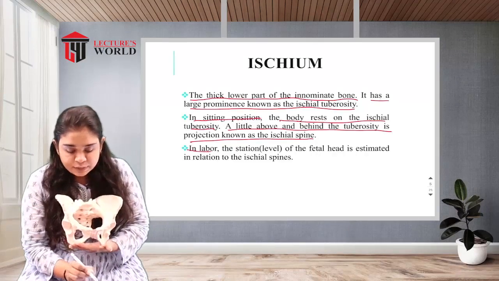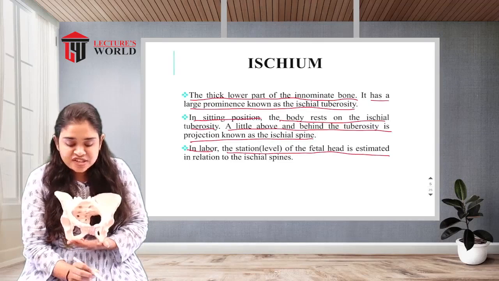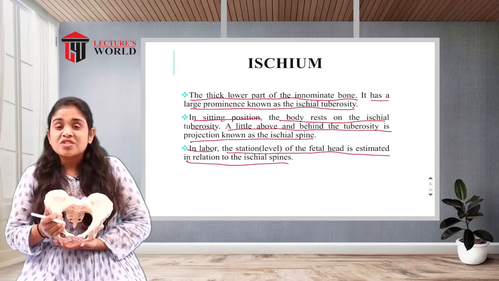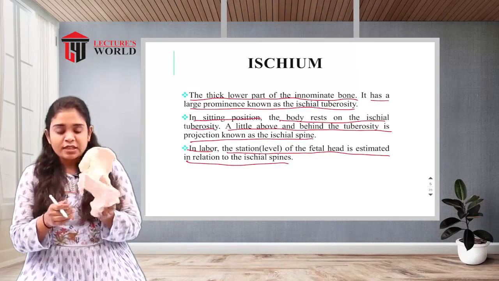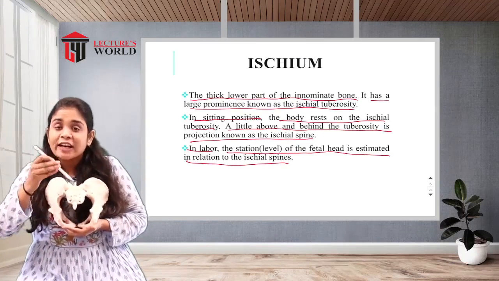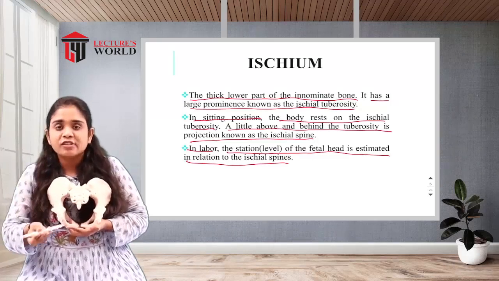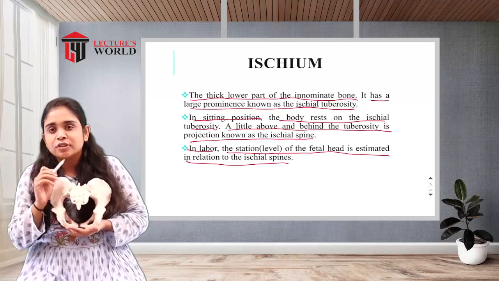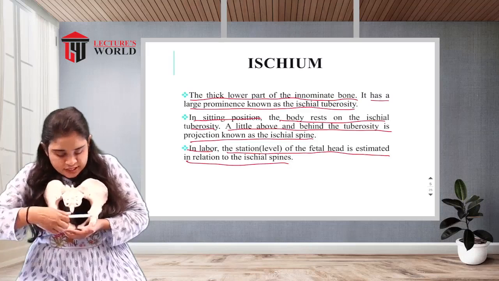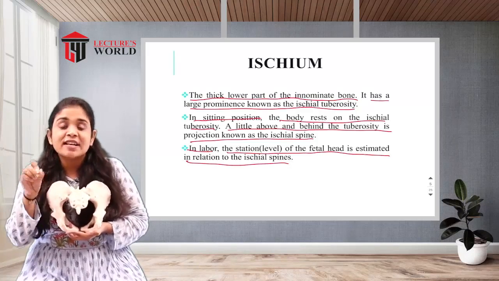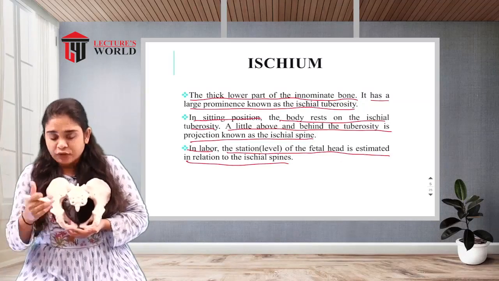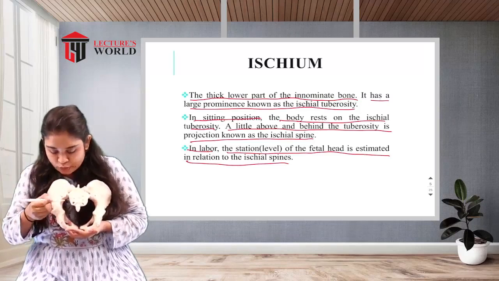Then in labor, the station level of the fetal head is estimated in relation to the ischial spine. When the labor process is there and we want to know the station of the head, we have to see this ischial spine. Where the head is located, if it is on the upper side, it will be -1, -2, -3, -4. From here, the ischial spine level we consider as 0. If the head is on the upper side, in the cavity, it has to be -1, -2, -3, -4.